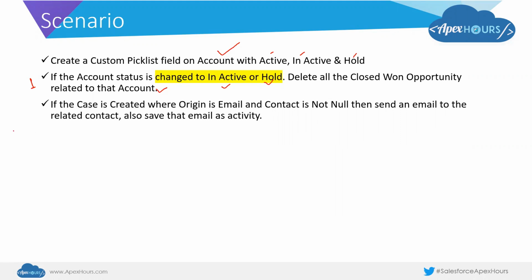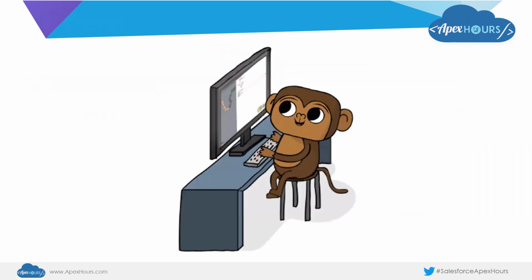Then there is one more task, where if a case is created where the origin is email and the contact is not null, then we are going to send an email to the related contact and also save the email as an activity. This we are also going to do with the help of an Apex class. So number 1 is deleting the opportunity. Number 2 is sending the email to the related contact of our case record if the origin is email. So now, without any further delay, let's quickly start and see how we can do these 2 tasks.